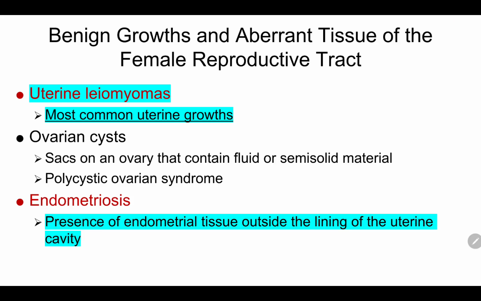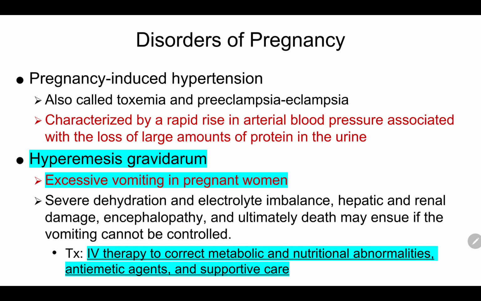Excuse me. So what are the most common uterine growths? You've got to remember the most common uterine growths are going to be uterine leiomyomas. And when we look at endometriosis, this is the presence of endometrial tissue outside of the lining of the uterus, so it's like ectopic endometrial tissue.